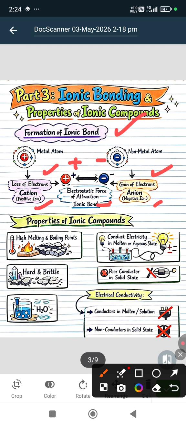Properties of ionic compounds. Ionic compounds have high melting point and boiling point. Ionic compounds conduct electricity in molten or aqueous state. Ionic compounds are hard and brittle. They are poor conductors in solid state. Electrical conductivity: conductors in molten solution conduct. Non-conductor in solid state, they do not conduct.